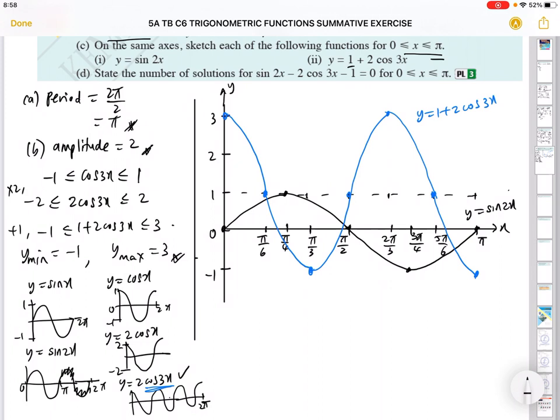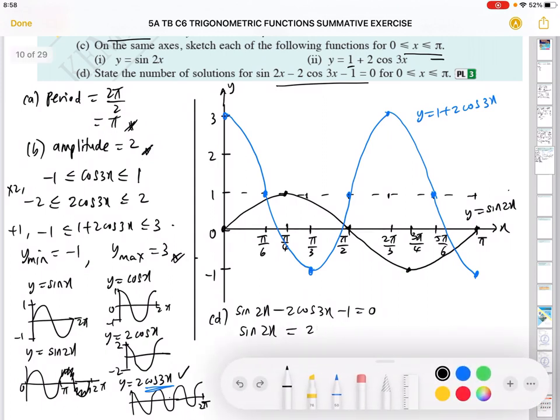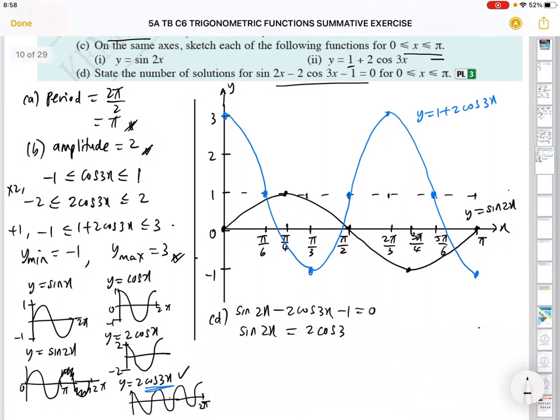Now, you're given sine 2x minus 2 cos 3x minus 1 equals 0. Remember, the number of solutions to an equation is the number of intersections between these two graphs. I just have to rearrange it, bring everything to the right. I can see that this is my first graph, this is my second graph, right?